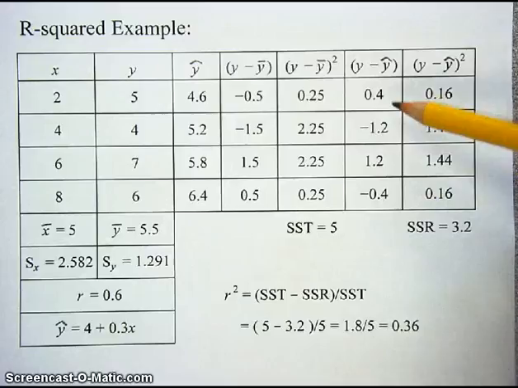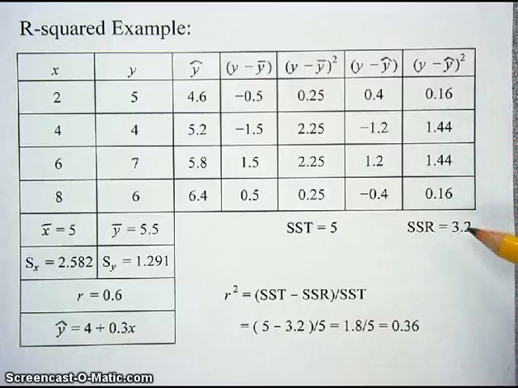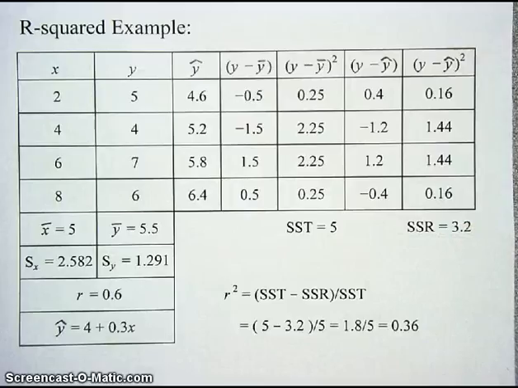To find the residual sum of squares, we square all these residuals. We get 0.16, 1.44, 1.44, and 0.16, and we add them up and we get 3.2. So this is the residual sum of squares. The part of the variation in y that the line is actually accounting for or capturing is the difference between these two things. And then we divide by the total sum of squares to express that as a fraction of the total variation. Okay, so we take 5 minus 3.2 divided by 5. That's 1.8 over 5, which is 0.36.